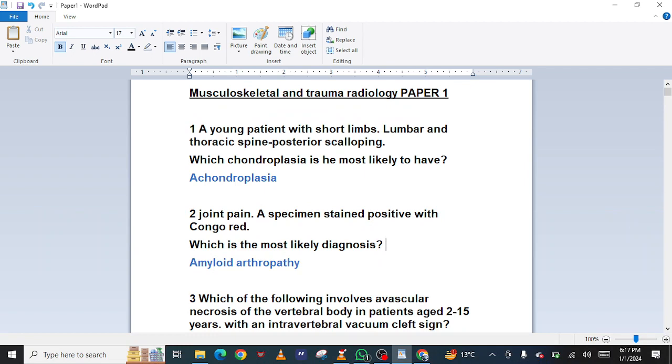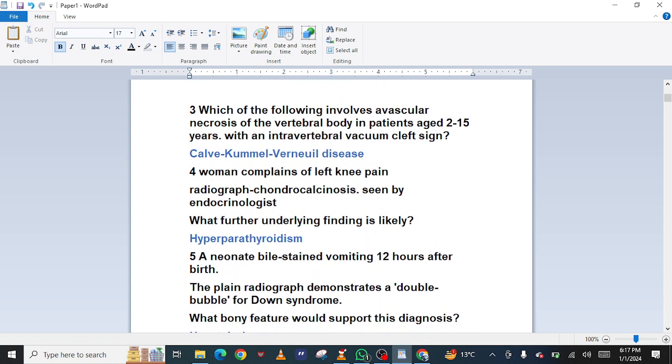Amyloid arthropathy. 3. Which of the following involves avascular necrosis of the vertebral body in patients aged 2 to 15 years? With an intravertebral vacuum cleft sign? Calve's disease. 4. Woman complains of left knee pain. Radiograph: chondrocalcinosis. Seen by endocrinologist.